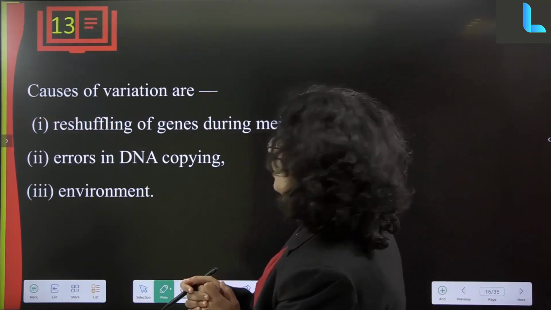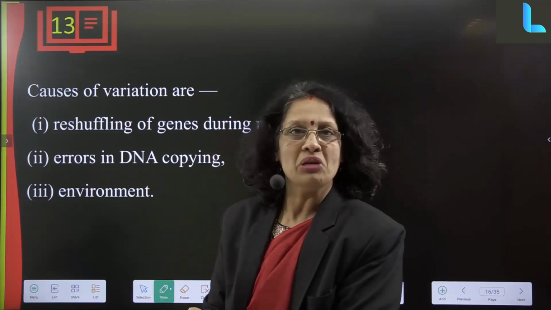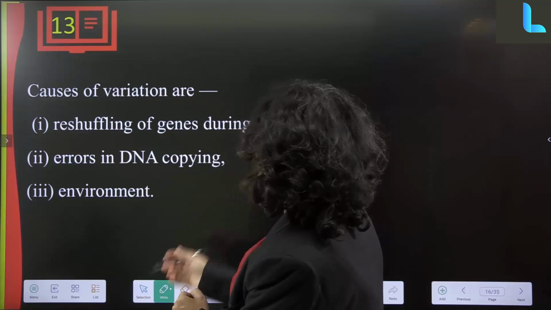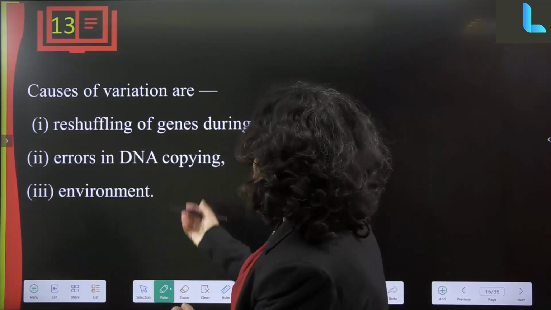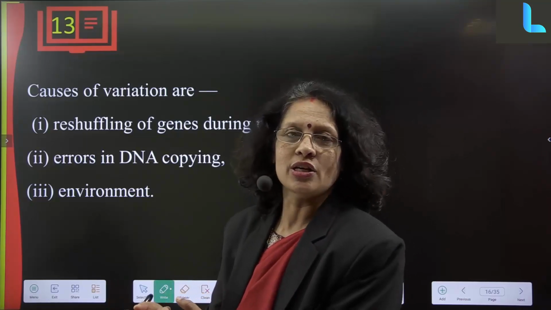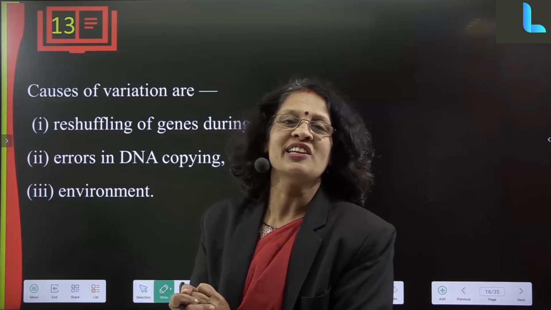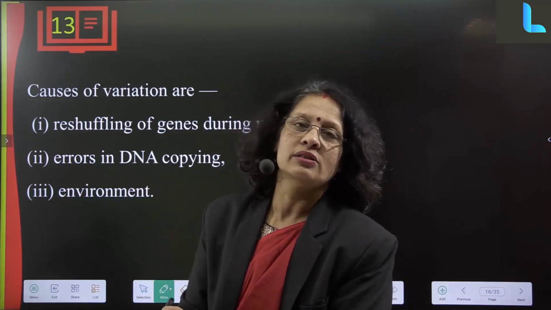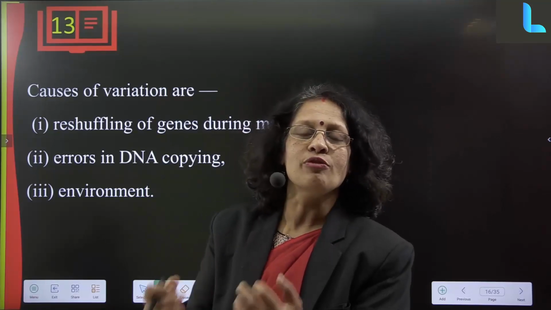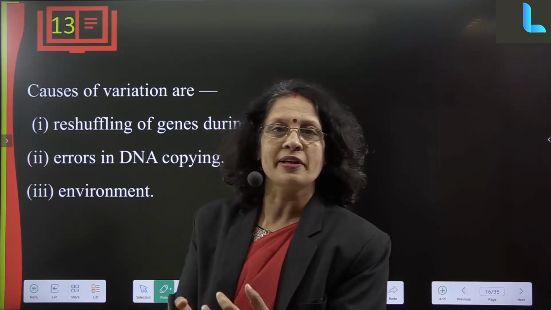Now causes of variation. There are different causes, like reshuffling of genes during meiosis and errors in DNA copying. Sometimes DNA copying errors happen. Then environmental conditions, I have told you just now what the conditions are, like climate is one of the conditions, and the second condition is diet, what kind of diet the mother is taking who is giving birth to a child, and then there are many other cultural effects also.